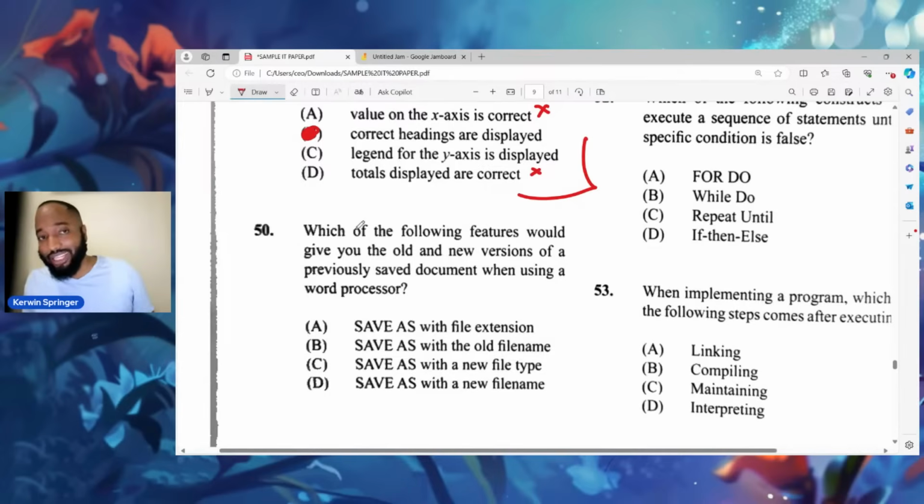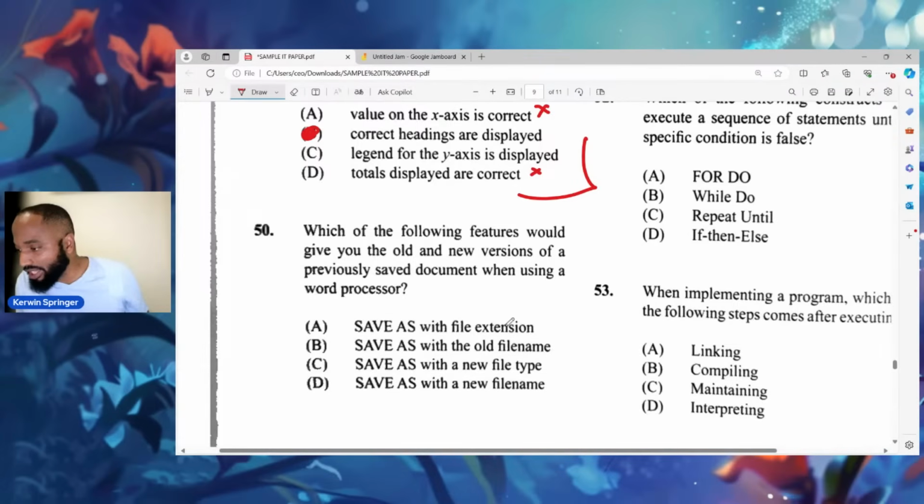Which of the following? I did make some graphs recently. I can't remember how it goes. Which of the following features would give you the old and new versions of a previously saved document?